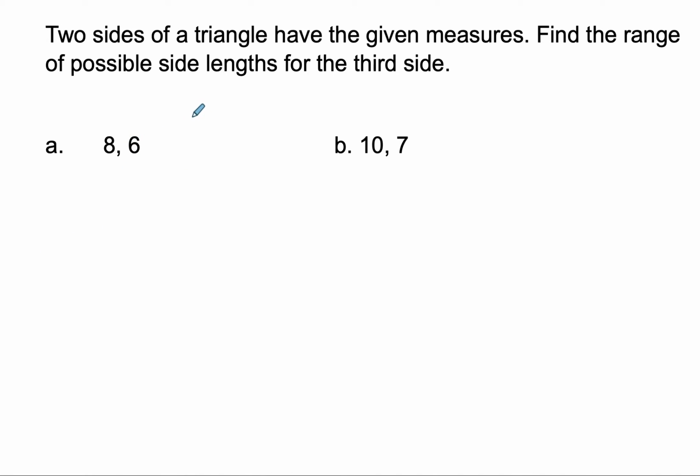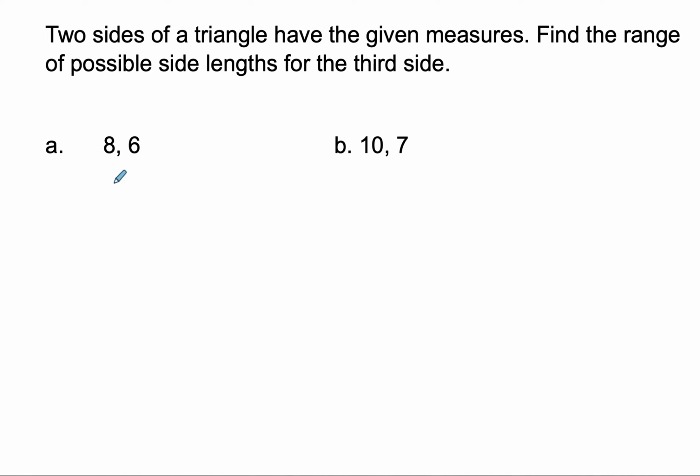All right. This next one, two sides of a triangle have the given measures. Find the range of possible side lengths for the third side. So here's what we do. We're going to add, and we're going to subtract with our two numbers to figure out what the longest could be and the shortest could be, so that our two smaller ones equal more than the biggest one. So let me show what I mean by that.